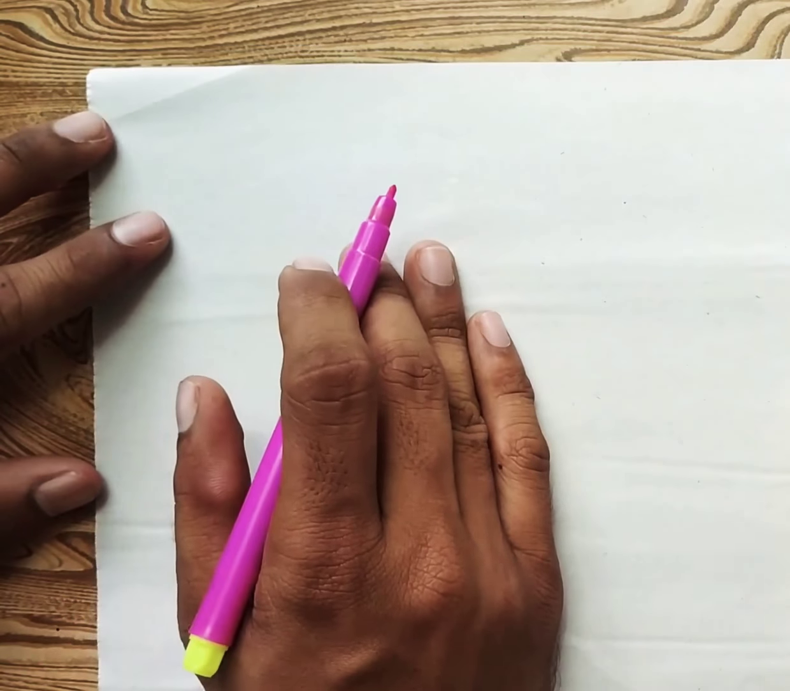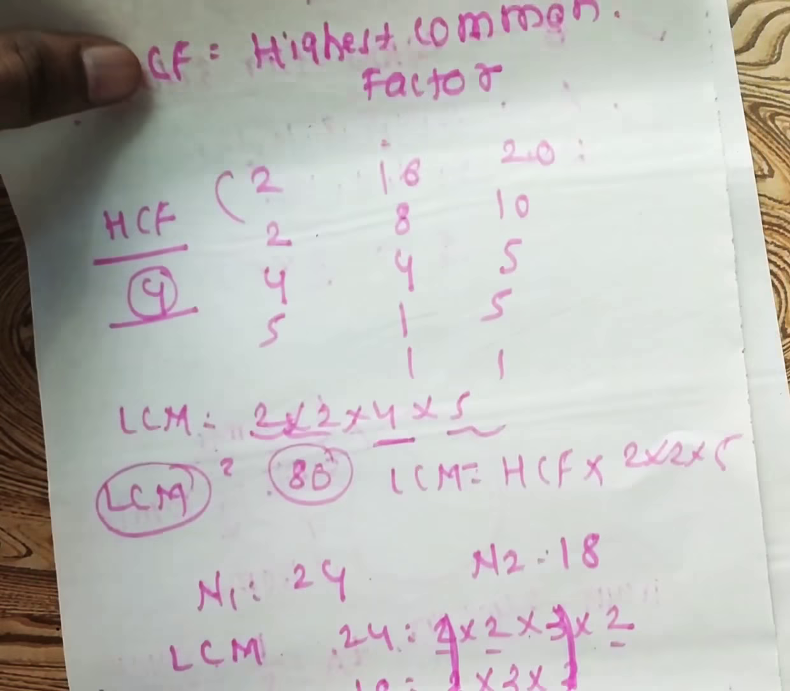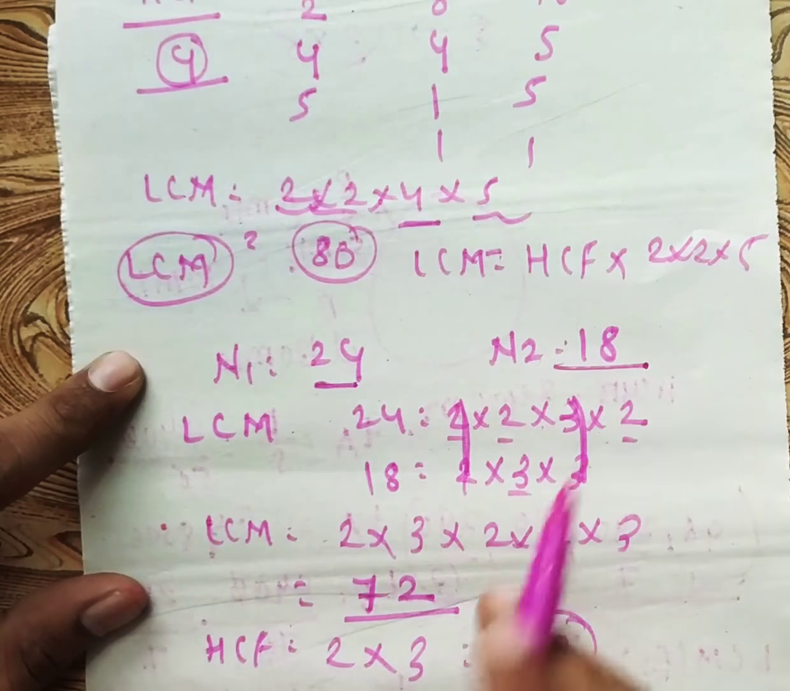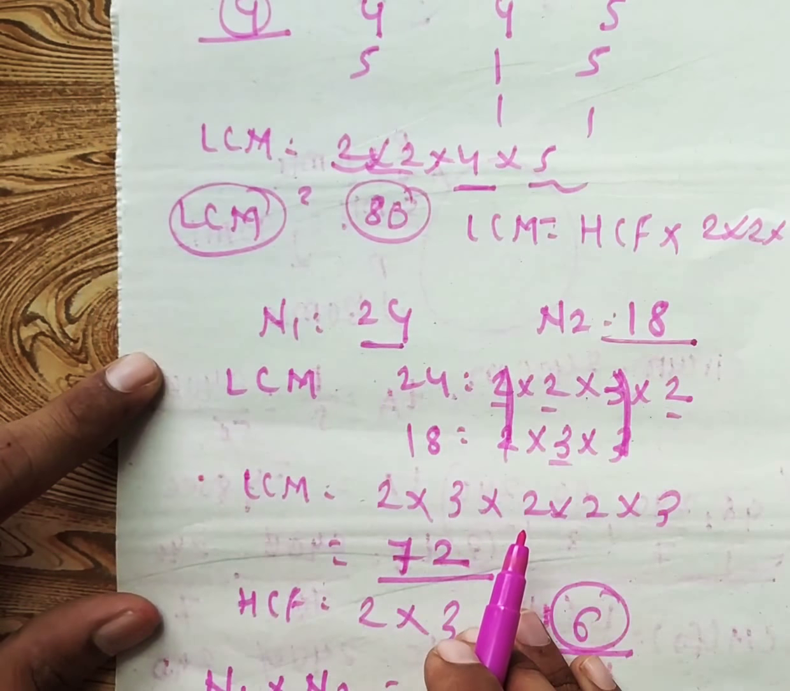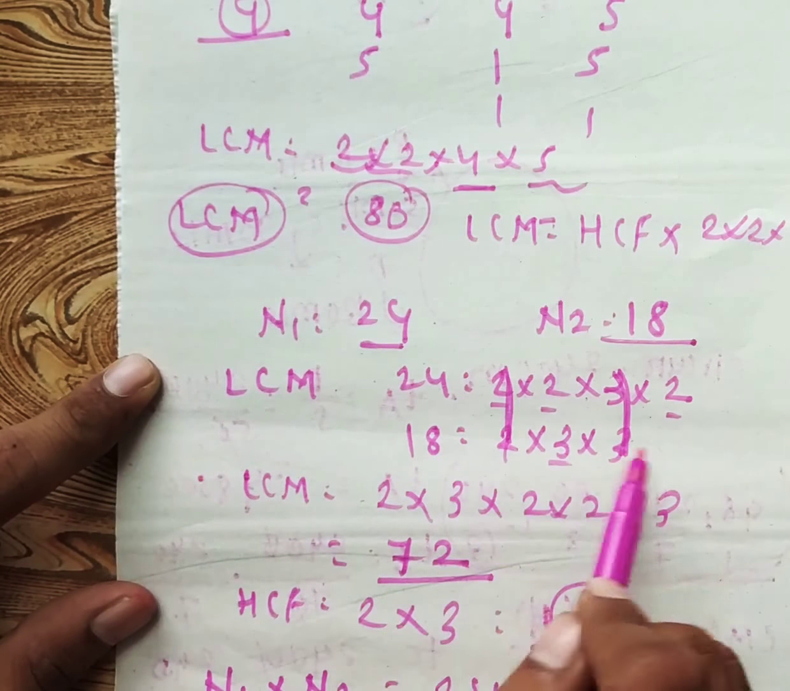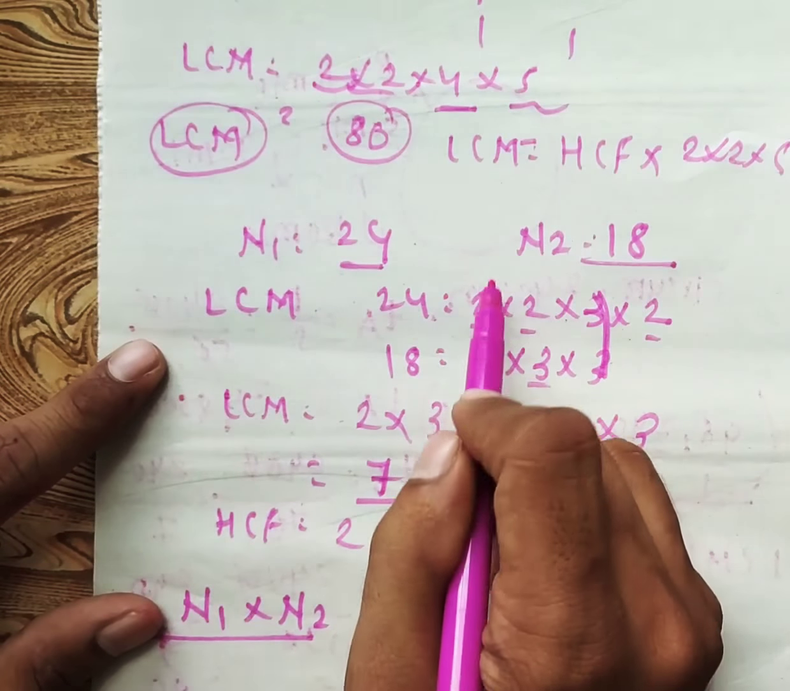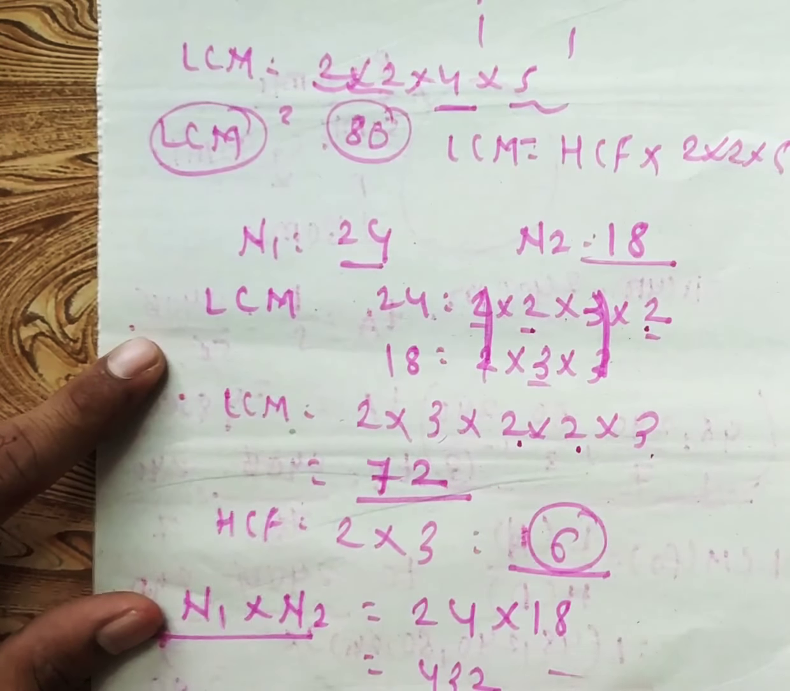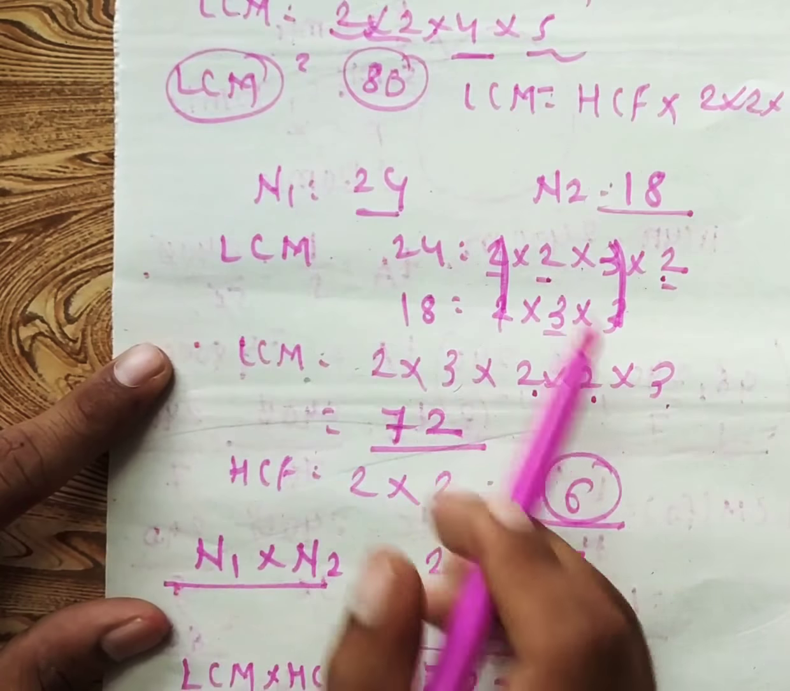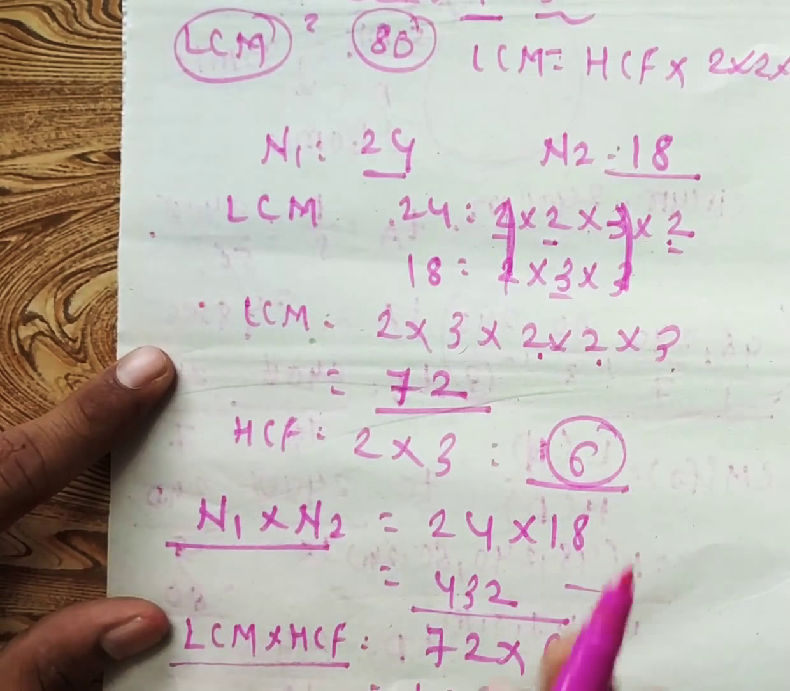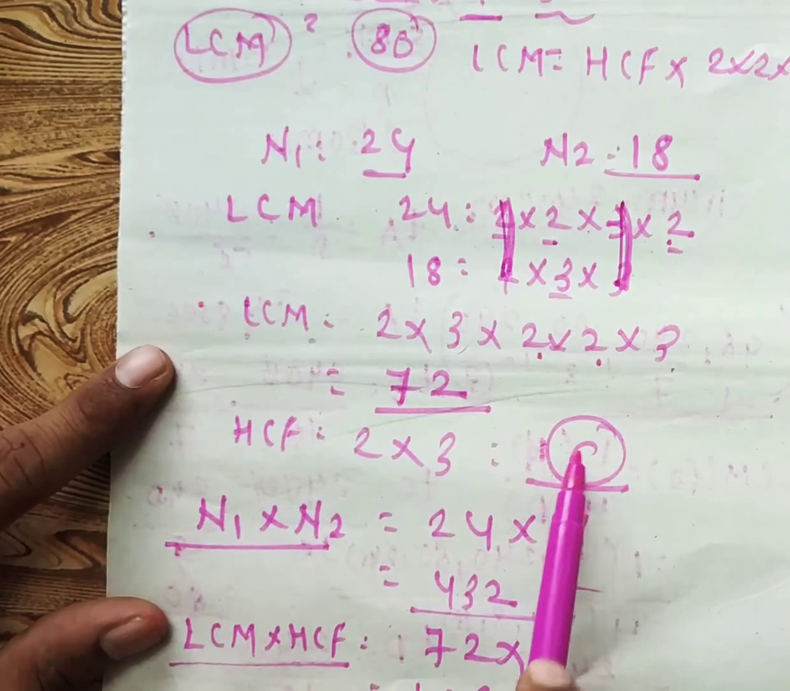Now let me quickly repeat what I did here. Two numbers were there, 24 and 18. We first took the LCM of these numbers, which means the common factors into the uncommon factors. The factors of 24 are 2 into 2 into 3 into 2, and the factors of 18 are 2 into 3 into 3. For the LCM, we first took the common factors 2 and 3, then the uncommon factors 2 into 2 into 3. We got the LCM of 24 and 18 as 72. Then for the HCF we took only the common factors, 2 and 3, so 2 into 3, 6, is what we got.